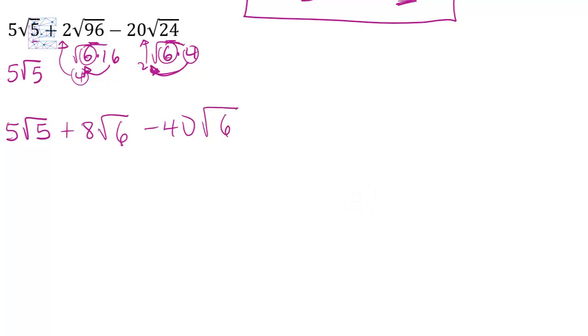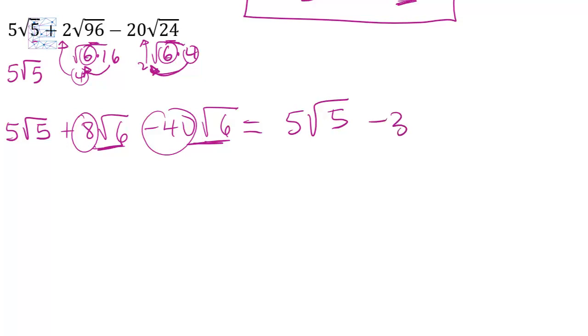And this time, we have like radicands, so we can actually combine these two terms. To do that, we are going to say 8 minus 40. So we'll keep the 5 root 5. 8 minus 40 is negative 32 root 6.